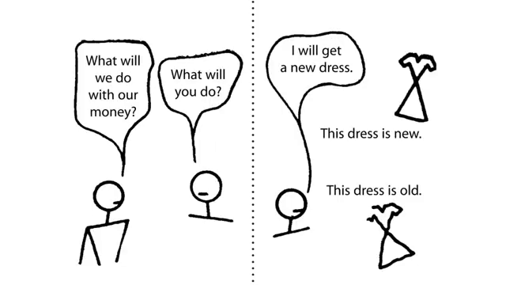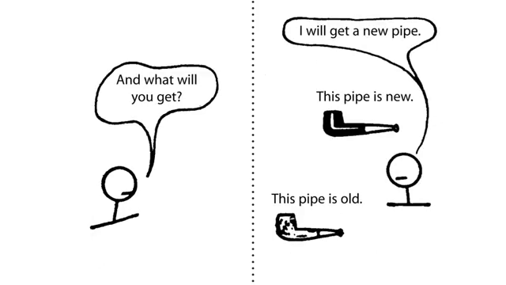What will we do with our money? What will you do? I will get a new dress. This dress is new. This dress is old. And what will you get? I will get a new pipe. This pipe is new. This pipe is old.